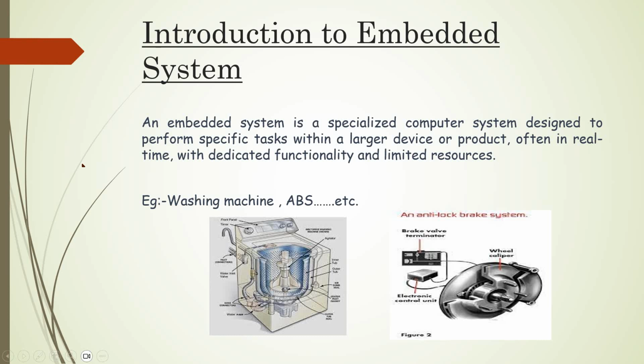The washing machine is specialized for washing purposes only, washing clothes, and a few are also used for utensils. The ABS is the anti-lock braking system used in cars and motor vehicles, which acts as a braking component in bikes, helpful throughout the life of a biker.